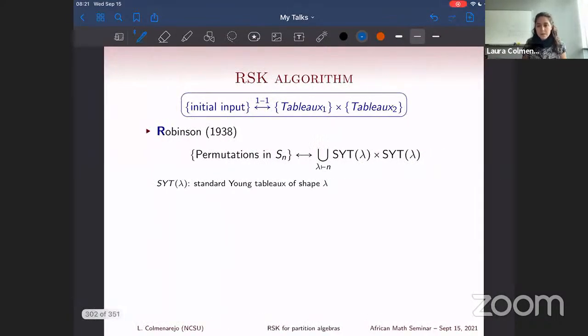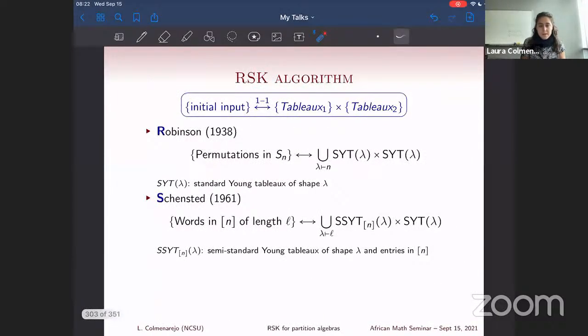Okay, so let me give you where the RSK is coming from. So I'm going to have some initial input, and then I have pairs of tableaux. In each of the cases, I'm going to be switching the initial input, and that is going to have consequences on the pairs of tableaux. So what Robinson did, he took the permutations in S_n, and he constructed a bijection with pairs of standard Young tableaux. So here I'm going to have all the numbers 1 up to n in each of these, and they're going to be covering all the possible shapes, all the possible partitions of n.